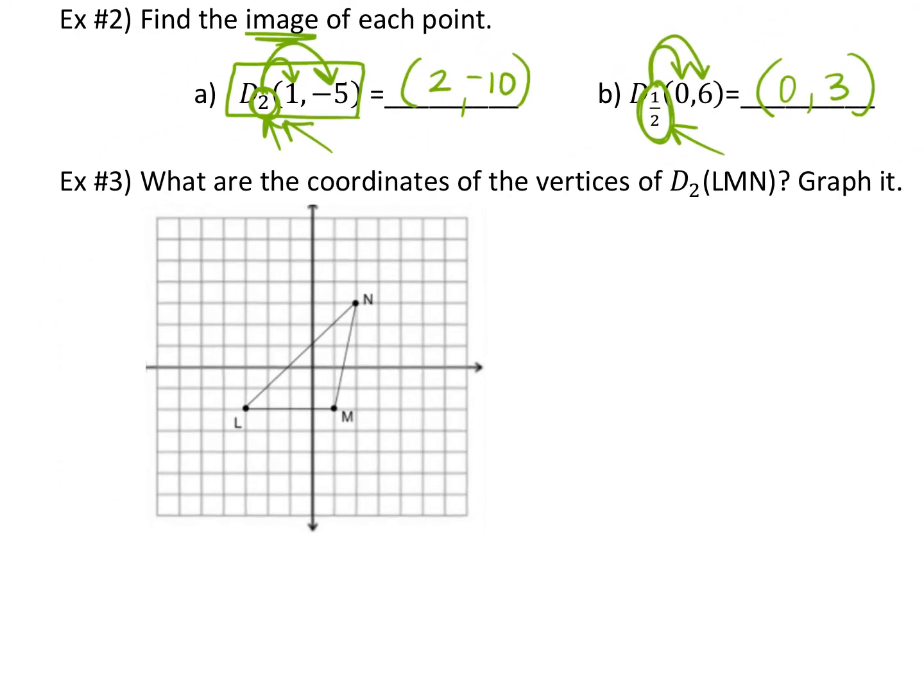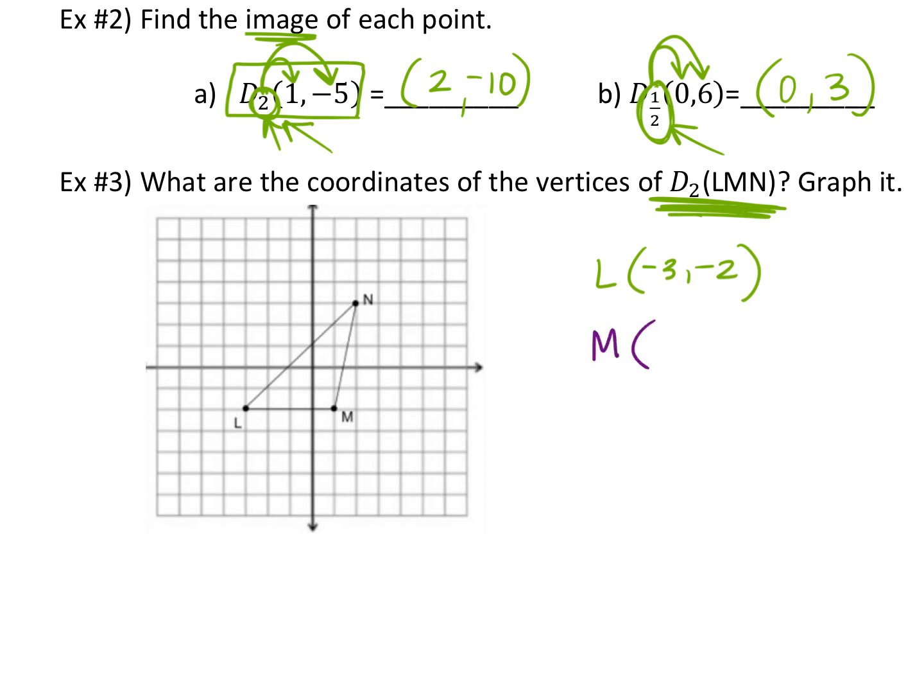Okay, so here's what you're gonna have to do on the quiz. This is your quiz question, right here. You're gonna plot an original figure. I plotted it for you here because you know how to graph a figure at this point. And then you're gonna have to do a dilation. So if my point L right now is 1, 2, 3, 1, 2, so L is -3, -2.